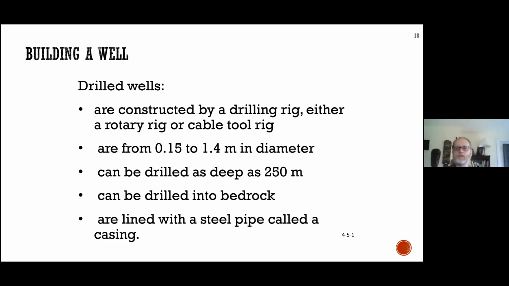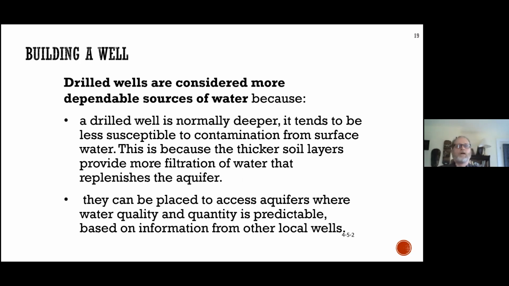The other feature is, of course, as we mentioned, you can drill through bedrock and you can line that steel pipe with steel casings typically. So it becomes a very permanent feature that allows you to start drawing water through the well. And really the two factors around dependability are the deeper the water, less susceptible to surface contamination. Not just because the soil layers provide more filtration, but it may be going through impenetrable layers that cap and protect the aquifer from any surface contamination.